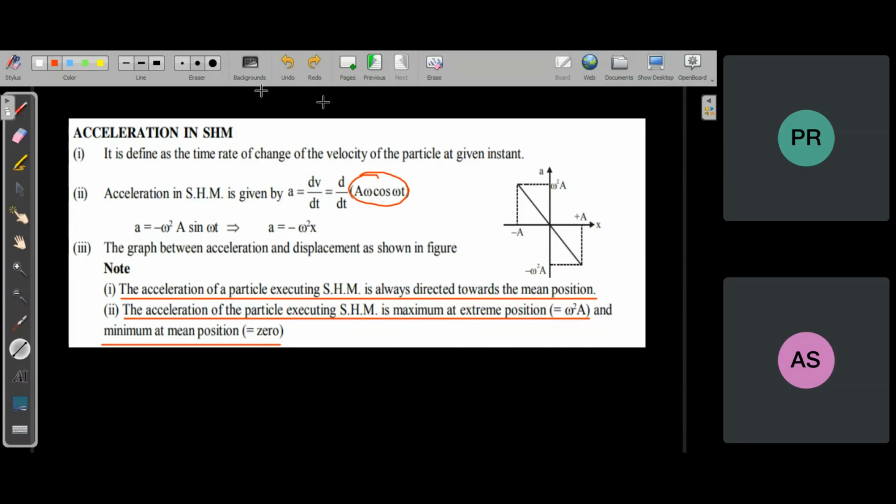Now in this slide, if you have any doubt, you can ask. No. This is the graph between acceleration and displacement. This graph is clearly showing you that this is the equation of a straight line, y equal to mx, where m is minus omega square, which is a negative slope.